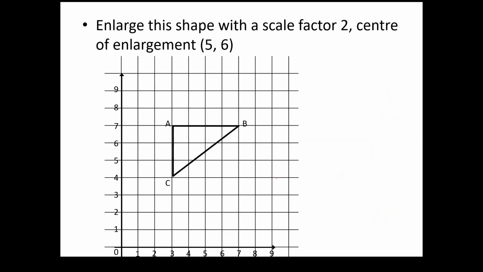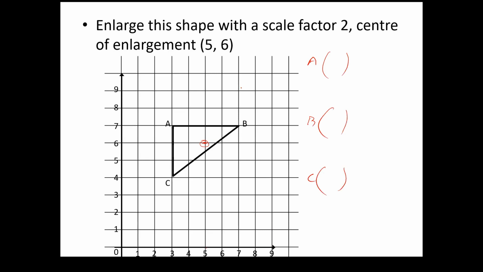Next now, enlarge this shape with the scale factor 2 and center is 5 and 6. Where is 5 and 6? 5 and this is going to be 6 here. This is the center of enlargement. And the scale factor is 2. So first of all, we look here, what is the vector of A from this center of enlargement? So we look here, A, and then the vector B, and then vector C.